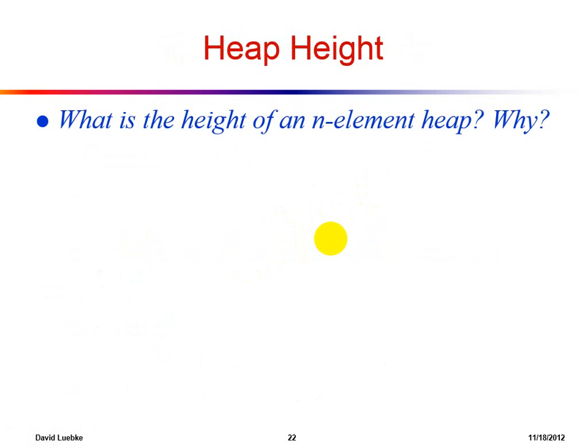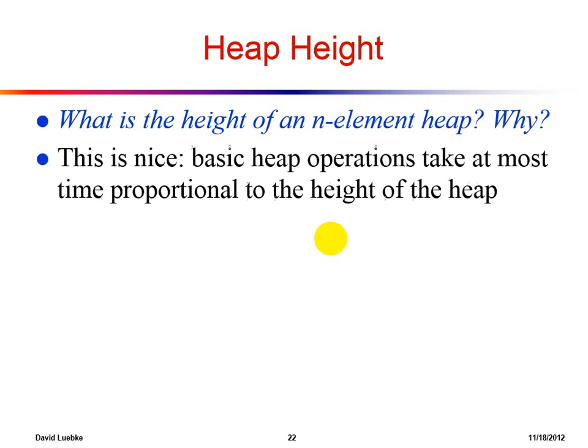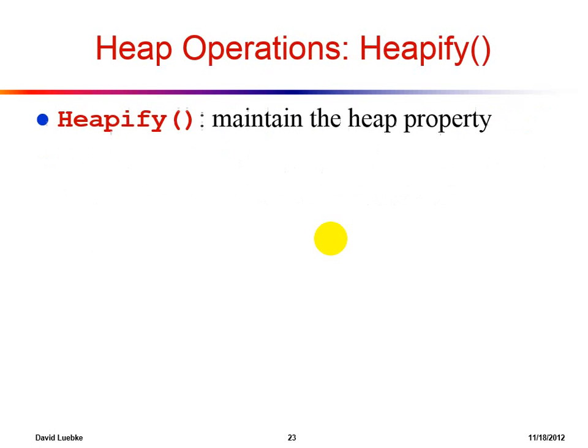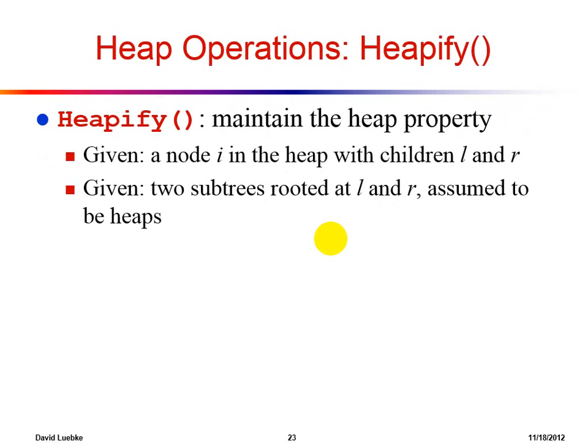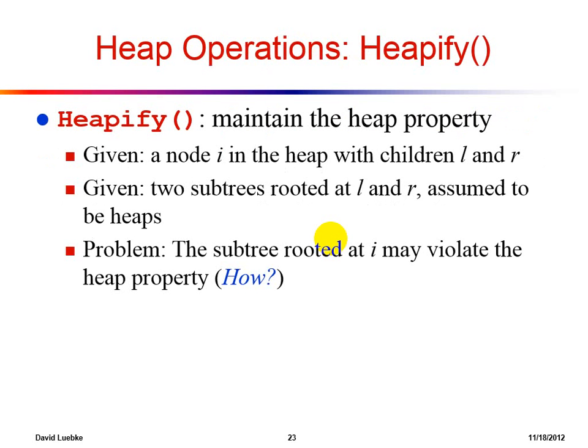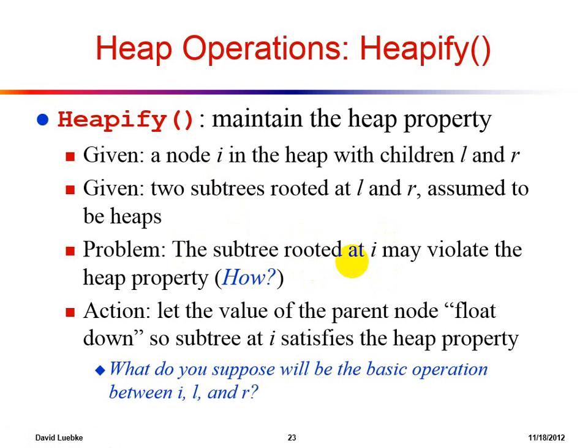Okay, heap height: what is the height of an n element heap? It is order log n, as you know, because it's a complete binary tree. Heapify is used to maintain the heap property. Given a node i in the heap with children L and R and two subtrees L and R, the tree at i may violate the heap property. Why? Because something may have been inserted or deleted, and then you let the parent value float down so that the tree at i satisfies the heap property. Okay, so let's look at this.